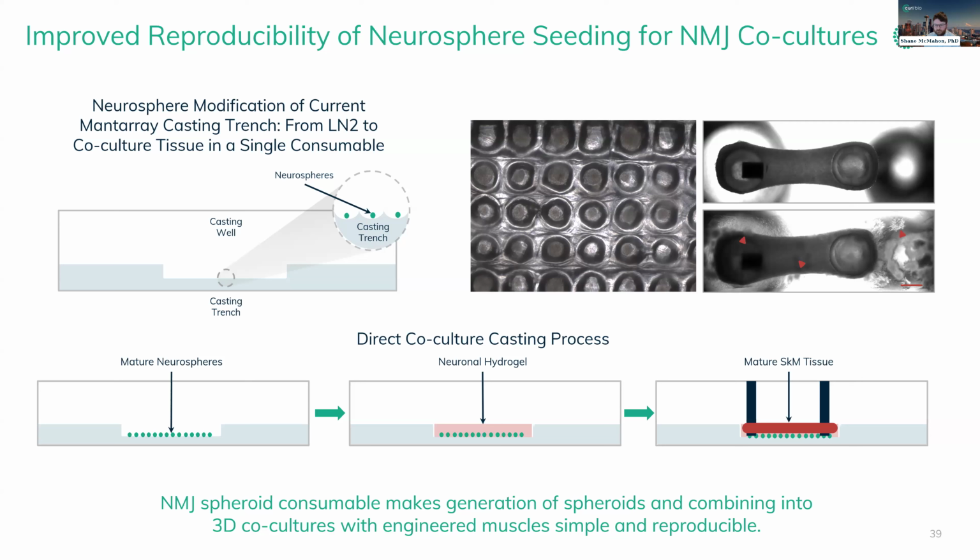So I'd like to take a second to talk about how we built this model on top of our 3D skeletal muscle culture system. It starts with a consumable, which is a modified version of how we normally make these 3D skeletal muscles. In this modified version, there are these semi-spherical indentations at the bottom, where neurospheres can come to rest. After those neurospheres have been seated in this casting plate, a hydrogel is placed over those neurons, and then it is bonded to a mature skeletal muscle tissue to produce this skeletal muscle and motor neuron co-culture.